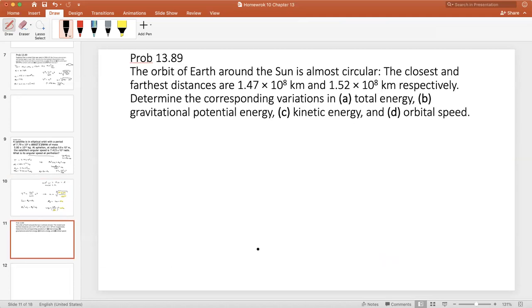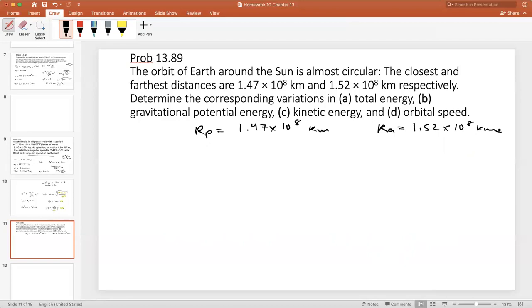Lastly, the orbit of the Earth around the sun is almost circular. We're not going to assume it's circular, but it is almost circular. And the closest and furthest distance are given as these. So the perihelion distance of Earth is 1.47 times 10 to the 8th kilometers. Okay, so that's 1.47 times 10 to the 11th meters. And R_A is 1.52 times 10 to the 8th kilometers, again, 10 to the 11th meters.